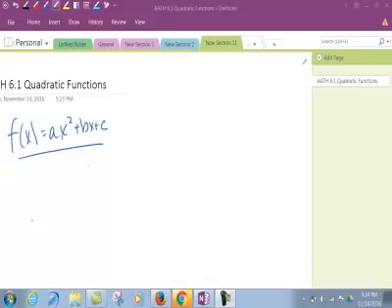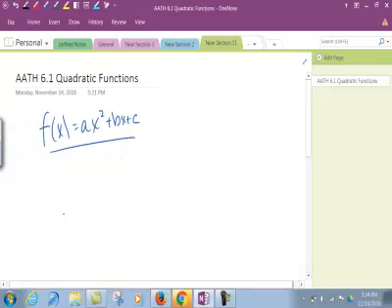All right, it's chapter 6, and this is Mrs. Stipe, and we're going to talk about quadratic functions today. And a quadratic function is a function in the form f of x equals ax squared plus bx plus c. And the only requirement here is that a can't equal 0.